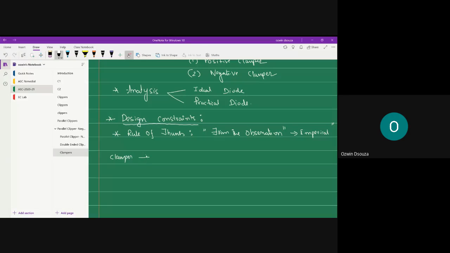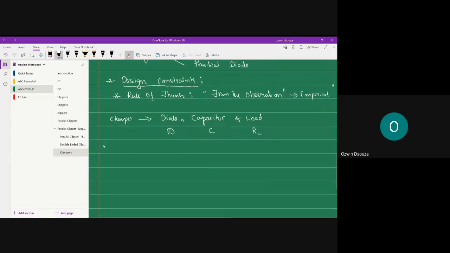clamper circuit consists of diode, capacitor, and load. Let's say R. So it is consisting of only three elements: diode, capacitor, and load.